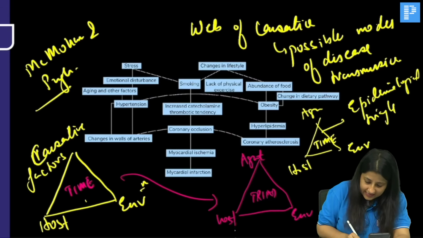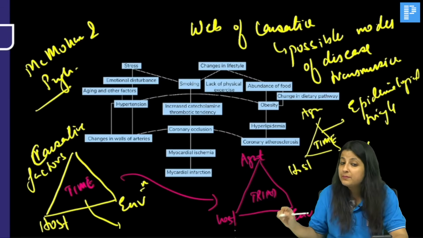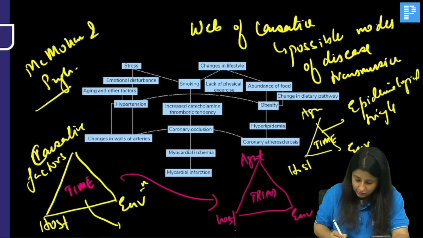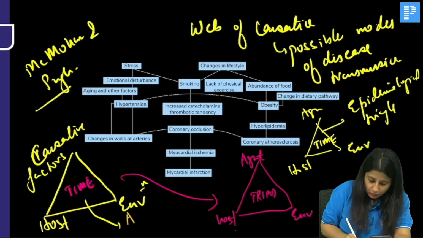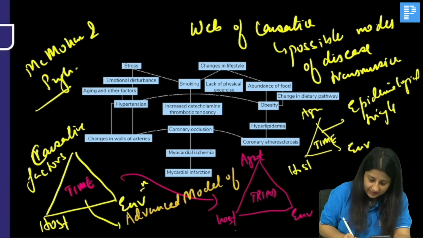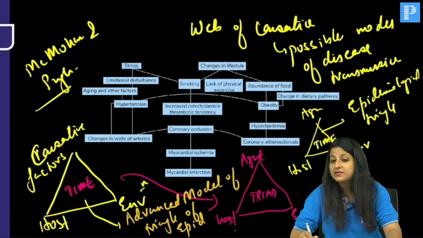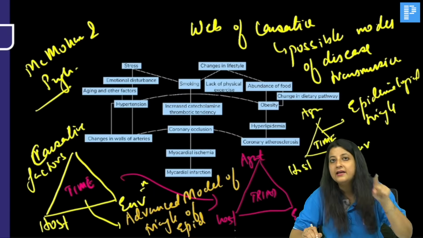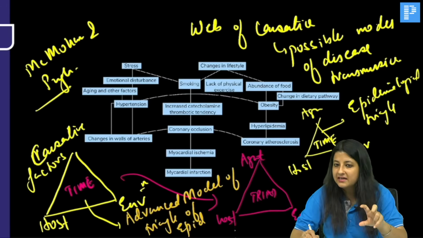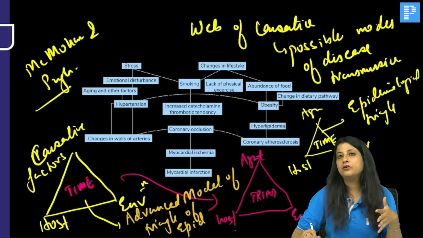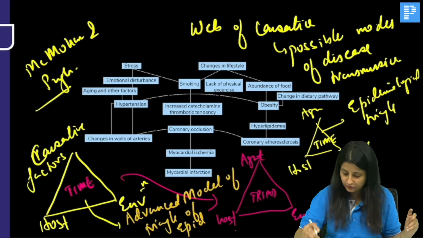But the one that I asked you, where agent is replaced by causative factor, tell me the full name. Advanced model of triangle of epidemiology. Clear? So don't get confused between the names. One is your epidemiological triad. Another one is epidemiological triangle where you have time in between. And the next one is advanced model of triangle of epidemiology where agent is replaced by causative factors.